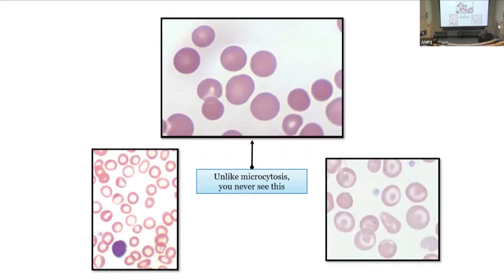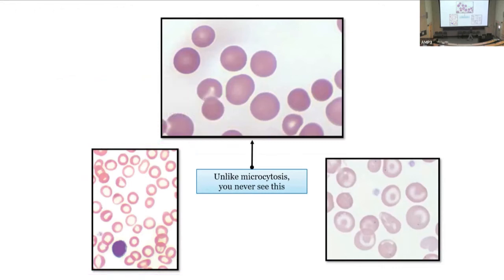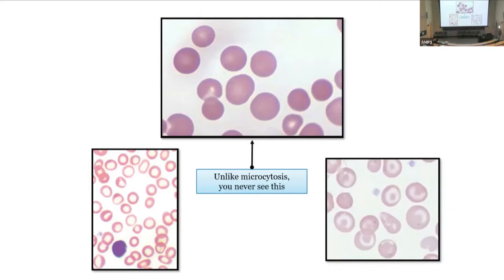In microcytosis, you're going to need to be able to identify graphics, right? A hypochromic microcytic cell next to a lymphocyte. That's a graphic you need to know. Here are target cells. You need to know about those and their implication related to thalassemia, among other things. So in microcytosis, you're going to need to be aware.